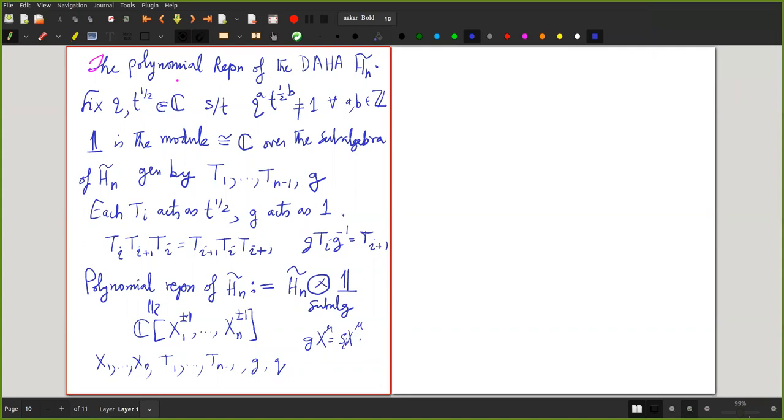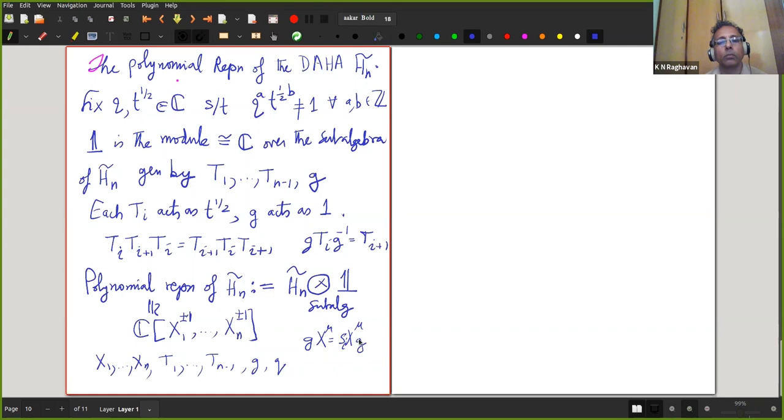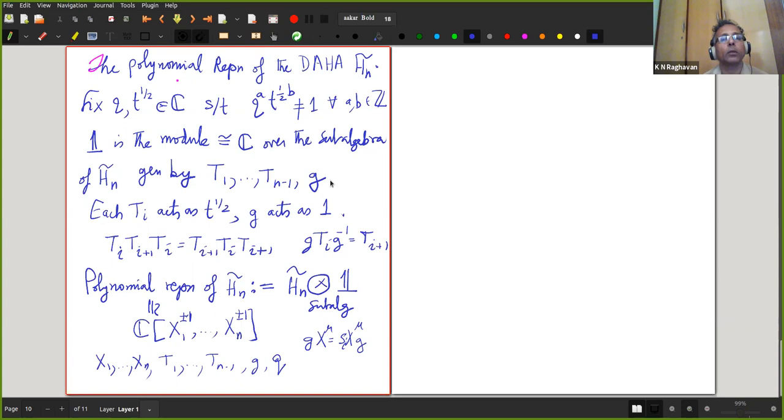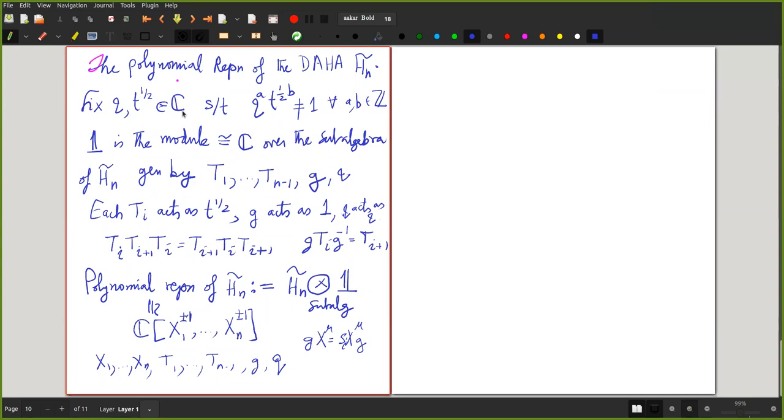So we still haven't specialized Q, no? Upstairs, do you want the subalgebra to also contain Q? Okay, so maybe I'll write here, generated by Q. Here the Q is a generator. Oh, sorry, we have fixed already Q. Okay. But I need it to be more precise.